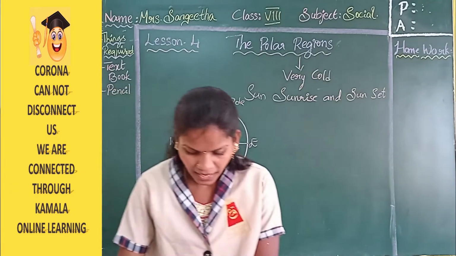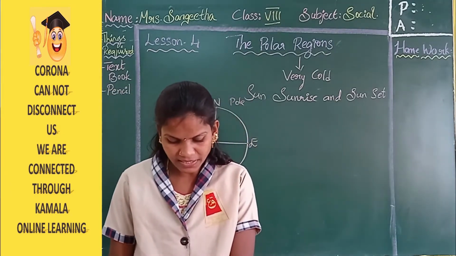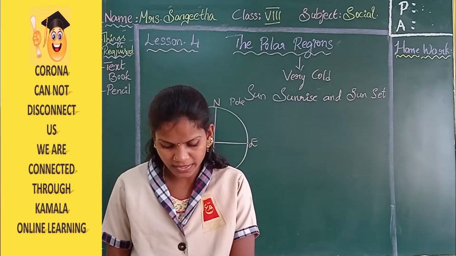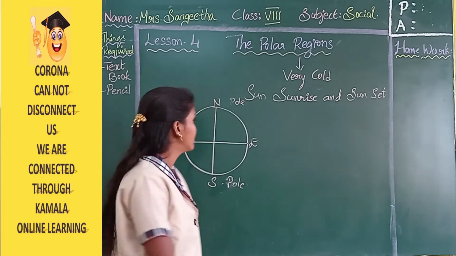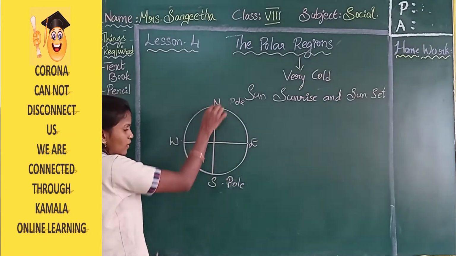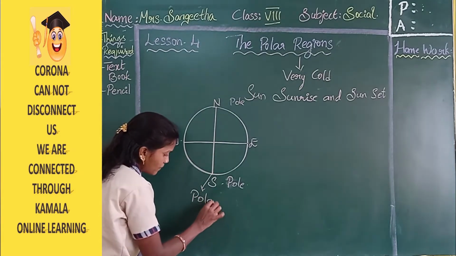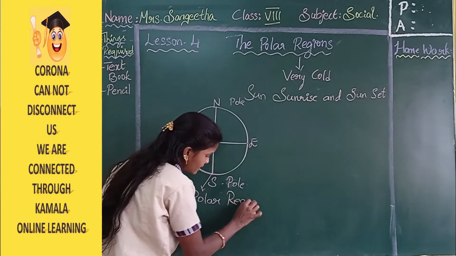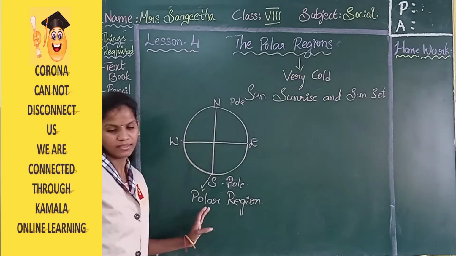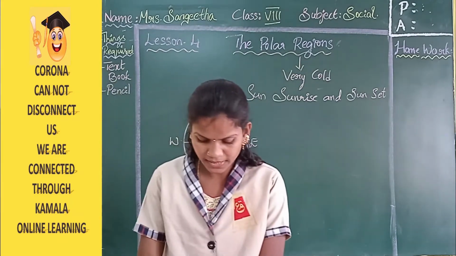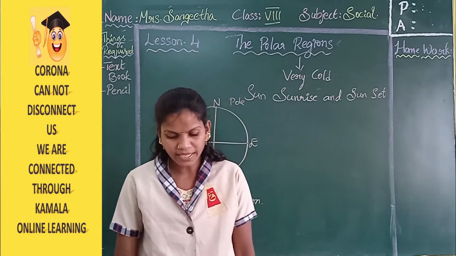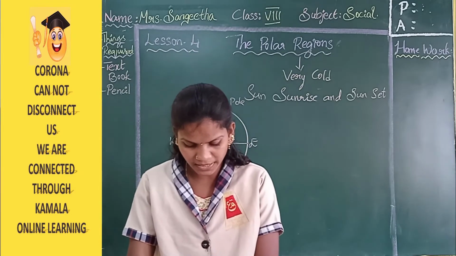Okay, and underline this line. The region which lies near the poles is called the polar region, which lies from north to south. This line is called as polar region. Okay, underline this line one. Second line. You will be reading about the North Polar region in this chapter.